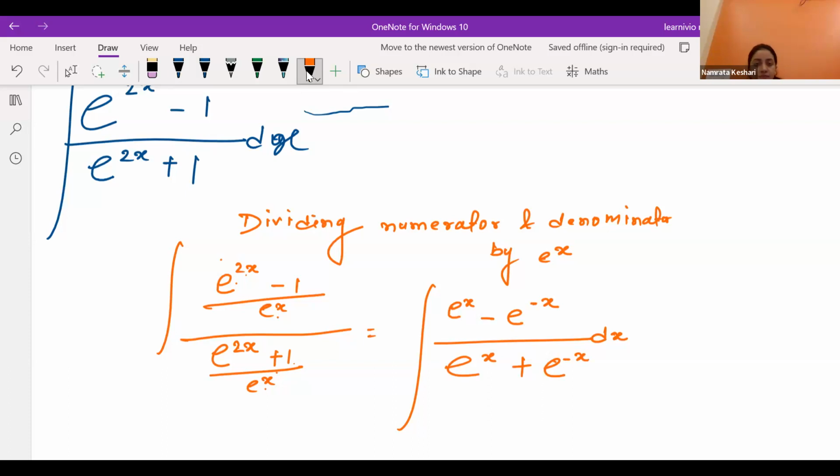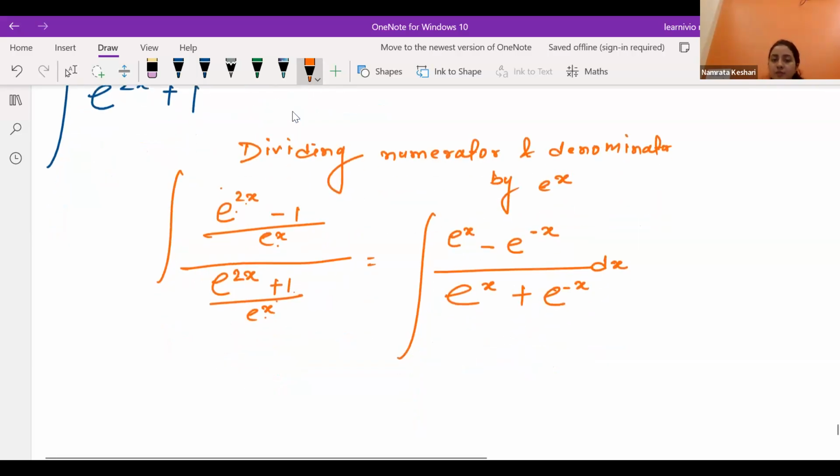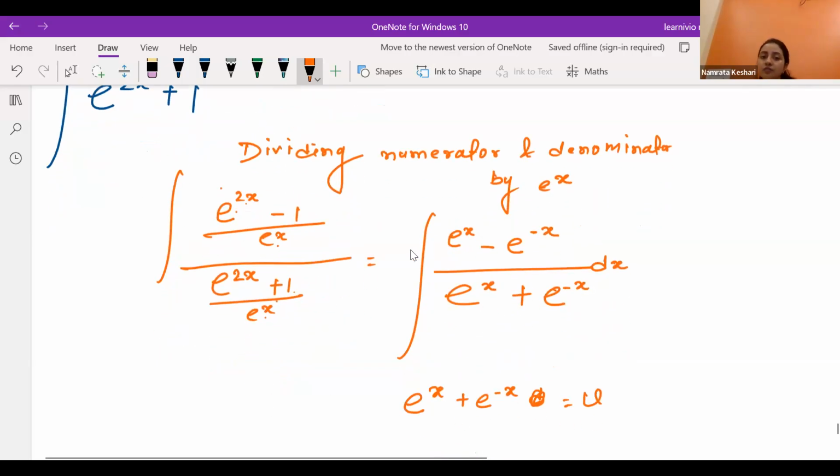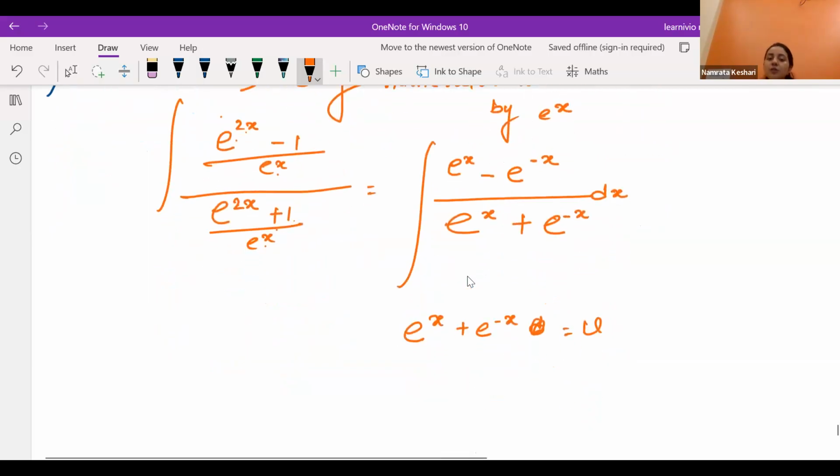e to the power x minus e to the power minus x. So if we are taking the denominator as a substitution, automatically numerator we are getting, right, Annapurna? Yes. Okay, so this is a special type of function. Whenever you have such a function, please try doing this arrangement. It will make our integration very simple. After that, you can take the substitution.